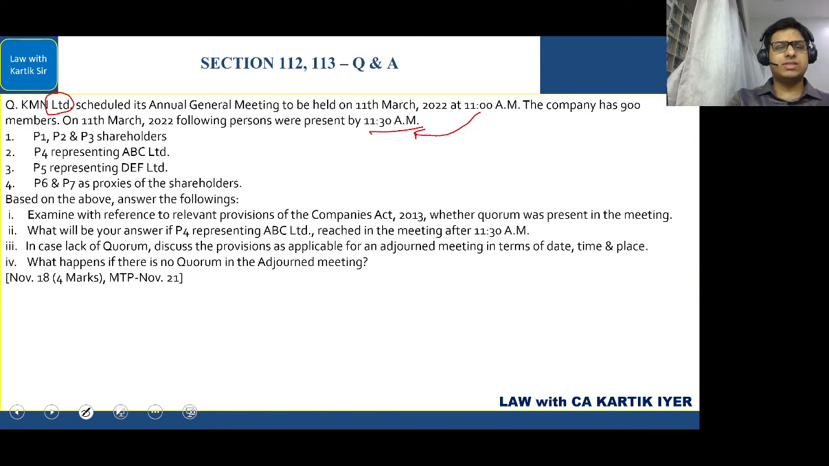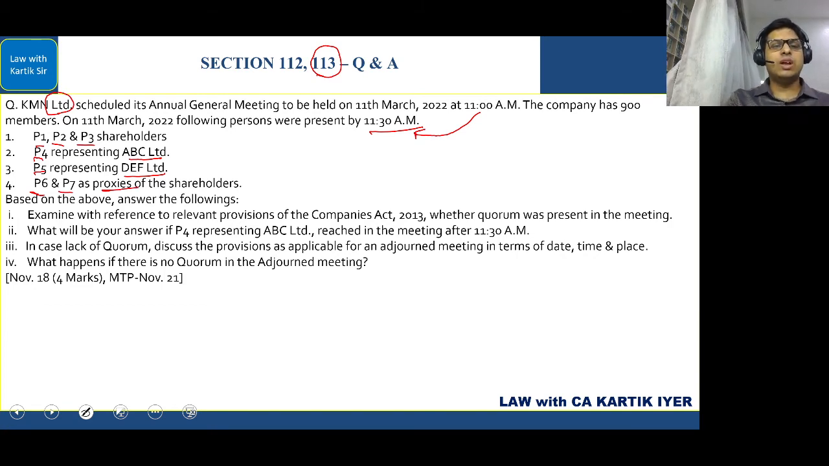Now what have they said? P1, P2, and P3 are shareholders. P4 is representing ABC Limited. That is under section number 113 because it is representing a body corporate. P5 representing DEF Limited is the same, also under section number 113. So it should be treated as members only. P6 and P7 come as proxies of the shareholder. That is what they are given here.